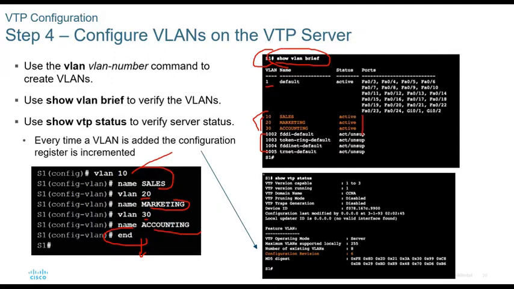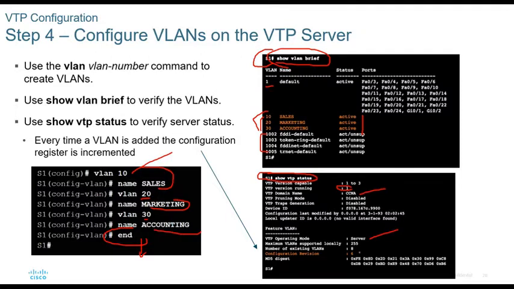Now, if you want to also verify the status of the VTP, we just use show VTP status. Alright, the version that is being run is version 1. The domain name is CCNA. It doesn't show the password; we have a different command for that. But this is the most important part: it shows the operating mode of that particular switch.